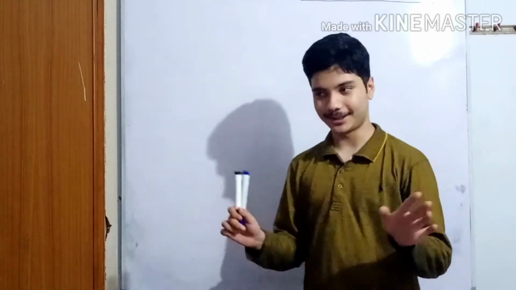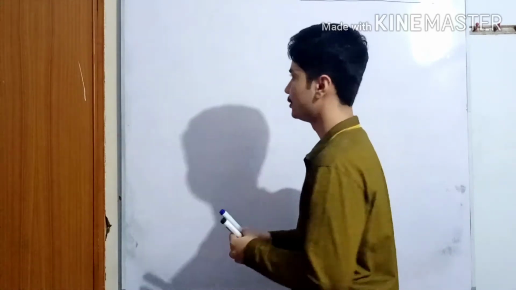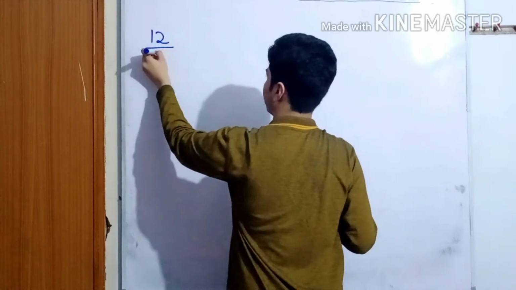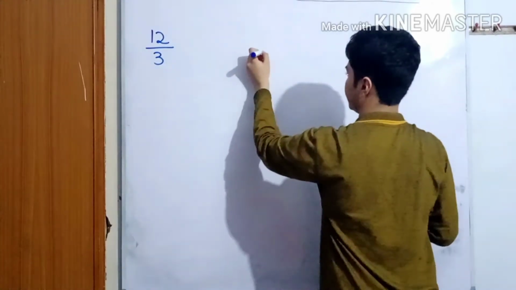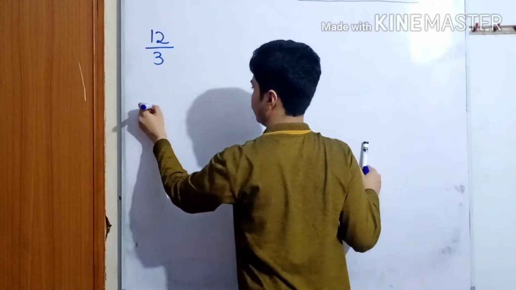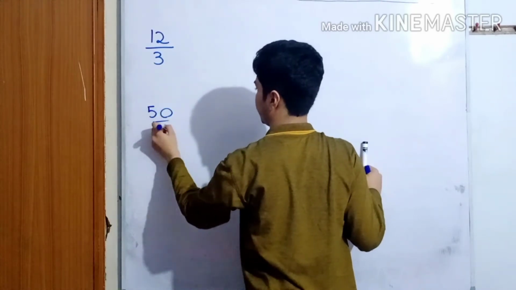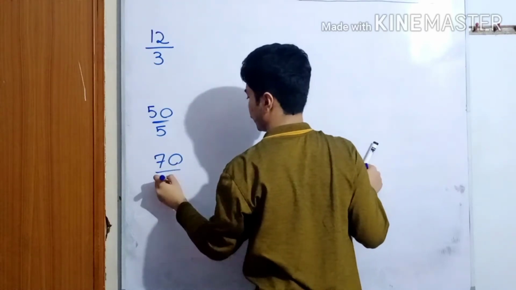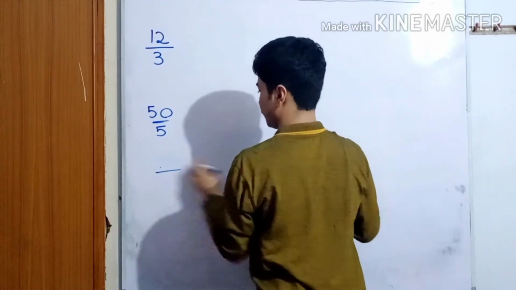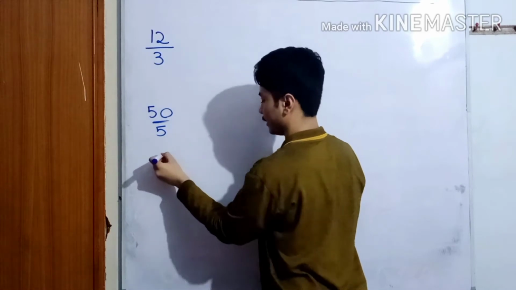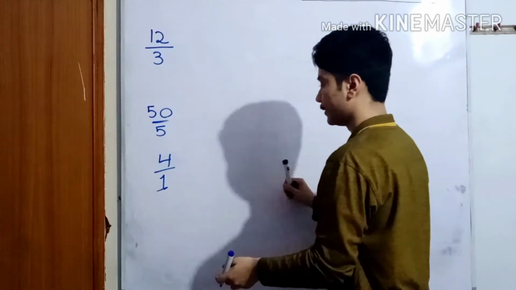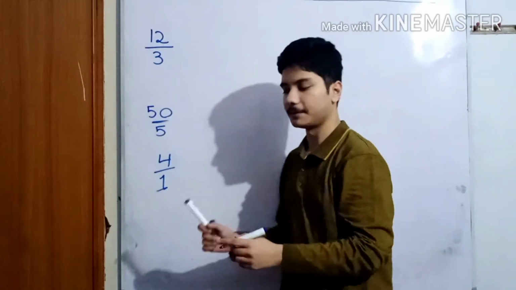Alright, here are 4 examples I'm going to show you on the board. Here is the first example, 12 divided by 3. Another example is 50 divided by 5. Another example, 70 divided by 1. Just set up like 4 divided by 1, so easy. And the 4th one will be any number divided by 0.